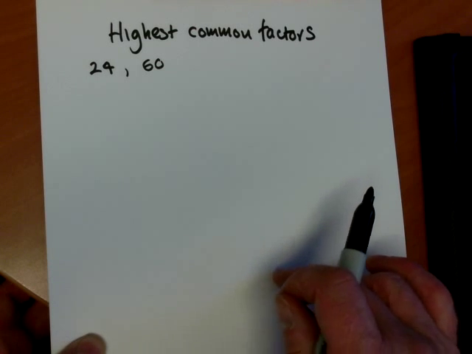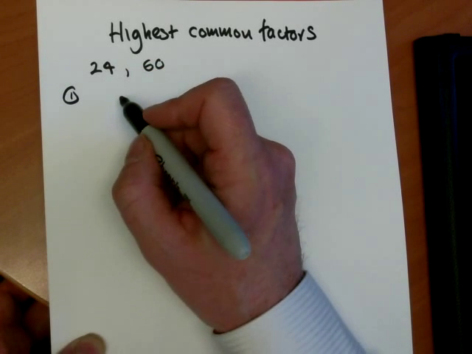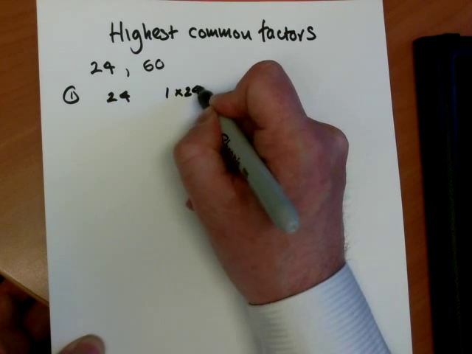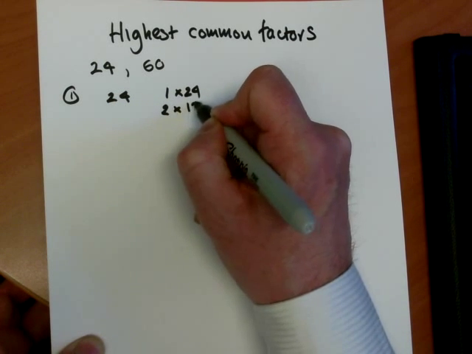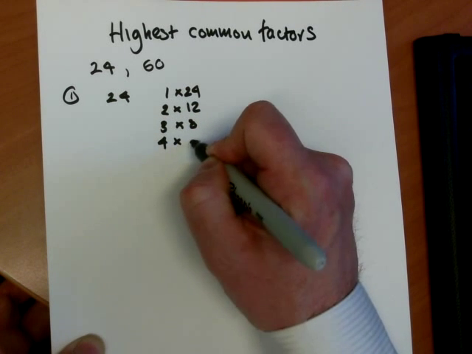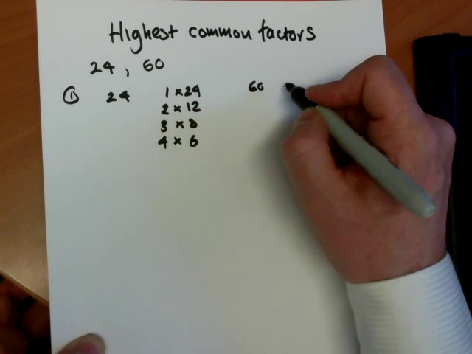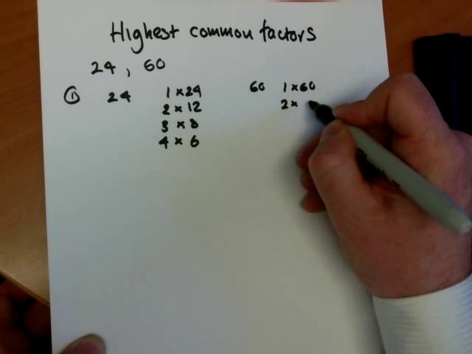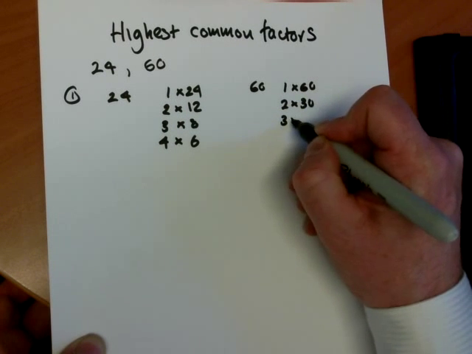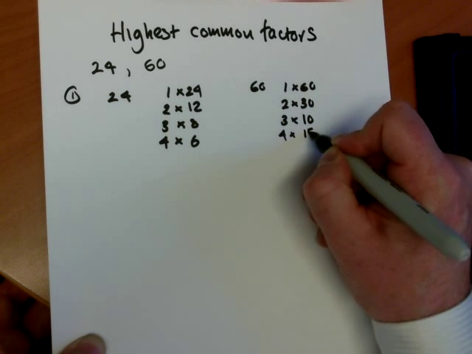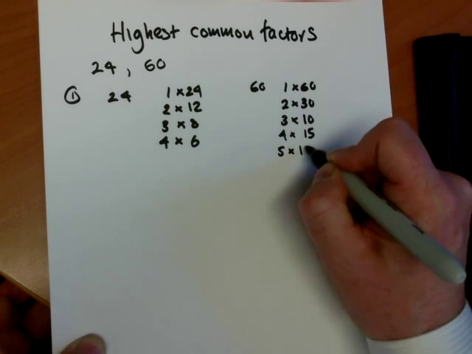Now there are a couple of ways you can do this. If you're good at your times tables, you'll be able to break down the factors quite quickly. So the factors of 24 are 1 times 24, 2 times 12, 3 times 8, and 4 times 6. The factors of 60 are 1 times 60, 2 times 30, 3 times 10, 4 times 15, and 5 times 12.